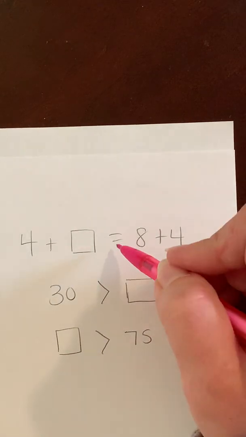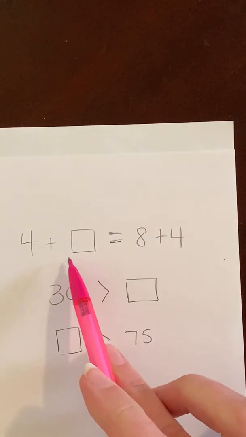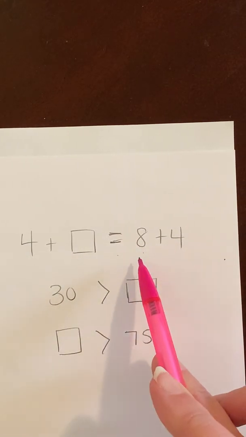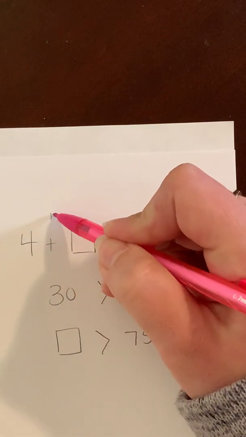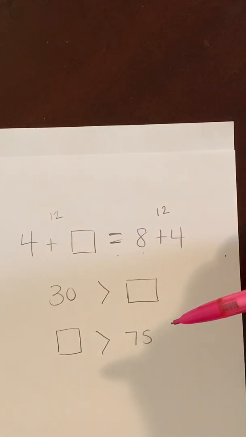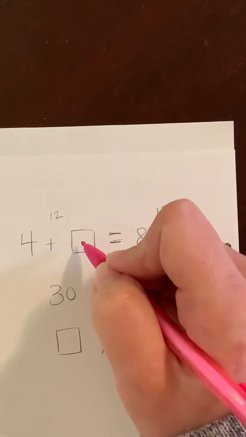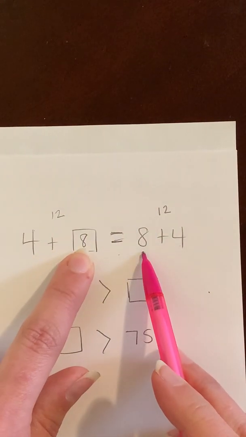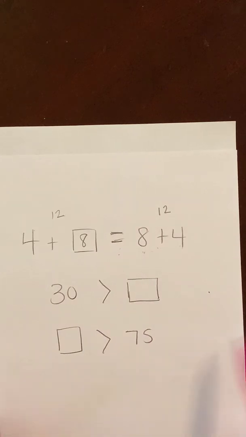All right, this time we have an equal sentence. 4 plus what number is the same as 8 and 4? Well, if I know 8 plus 4 is 12, 4 plus what number is going to get us to 12? 12, 11, 10, 9, 8. 8. Exactly the same. We use the same numbers and the same symbols to make our sentence true. They're the same.